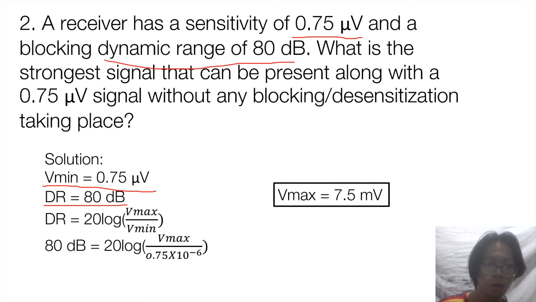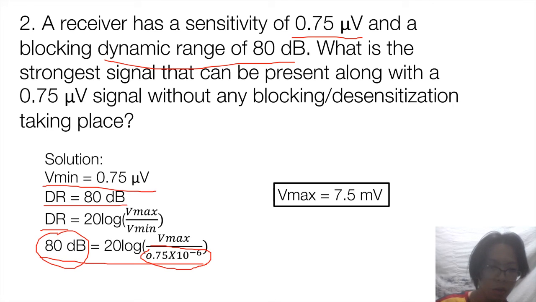And let us recall our equation for dynamic range, which is equal to 20 times the logarithm of maximum voltage divided by our sensitivity, which is the minimum voltage. And we substitute our values. We replace the dynamic range by 80 decibels, and then our sensitivity by 0.75 microvolts.